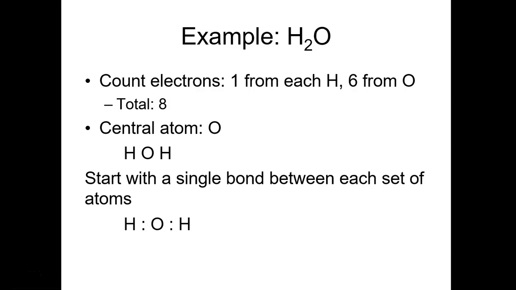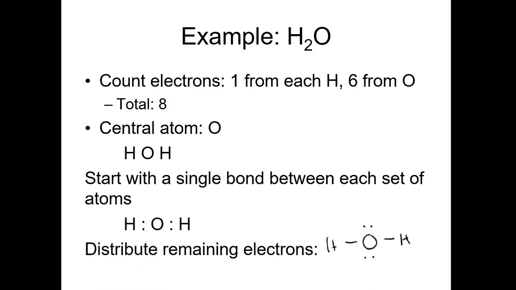Now, we don't need to distribute any more to hydrogen because hydrogen is satisfied with 2. So with those remaining 4 electrons, we can put them on the central atom and it'll look like that. Those electrons that aren't shared with any other atom are called lone pair electrons. So oxygen, the central atom here, has 2 bonds and 2 lone pairs.